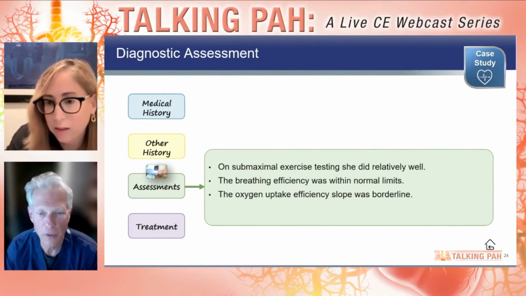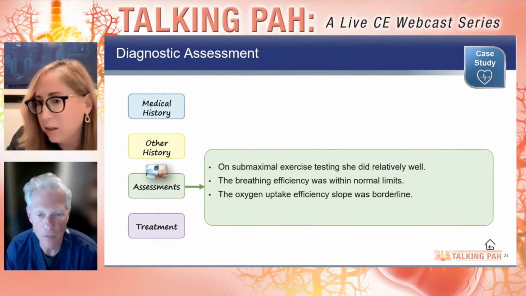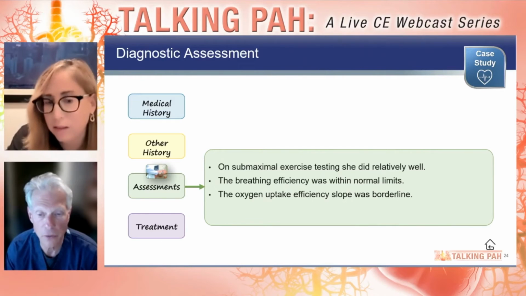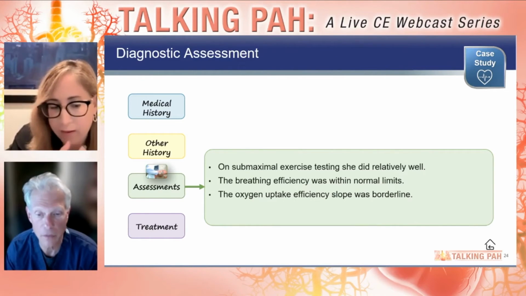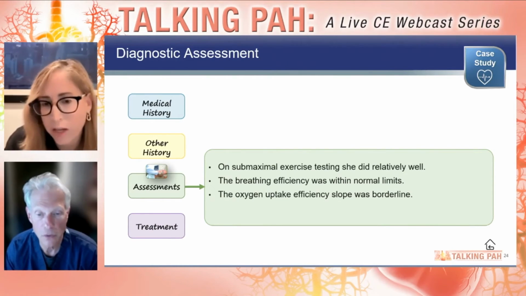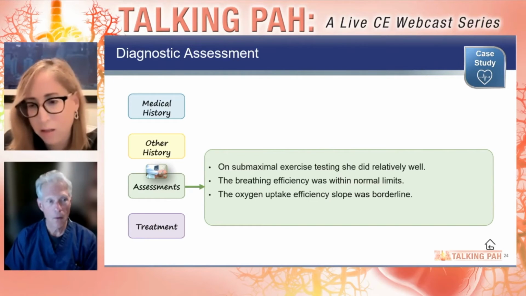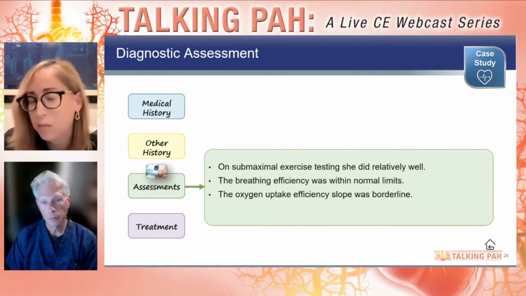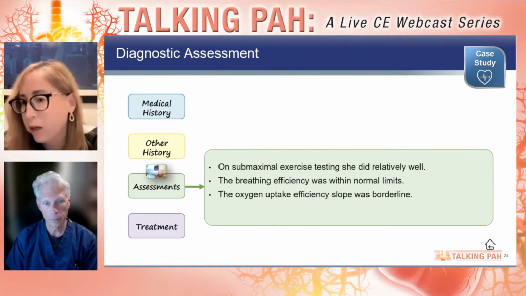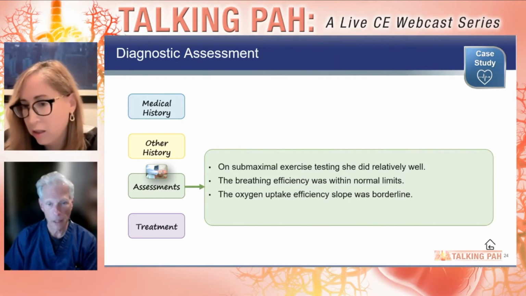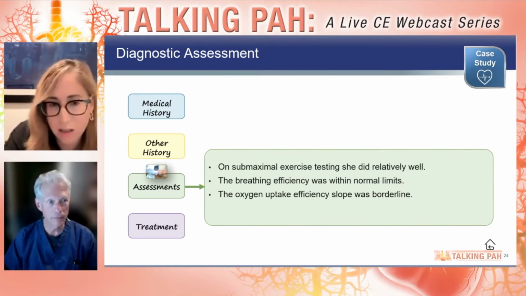So we get a VO2, end-tidal CO2, and oxygen uptake efficiency. Along with that, you get the VE/VCO2, or breathing efficiency. So it's a very nice test. So then it's better than a 6-minute walk test because we're getting some physiologic data, but yet not doing the formal CPET, correct? Yes. Okay.